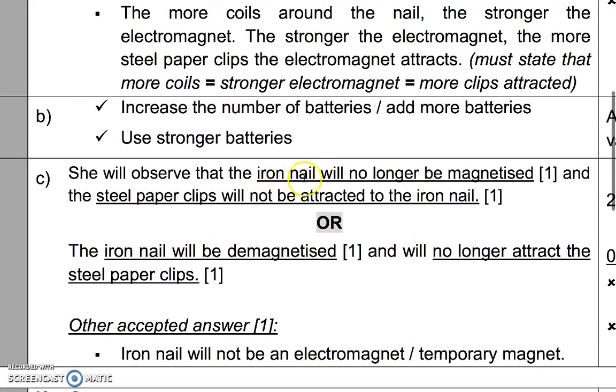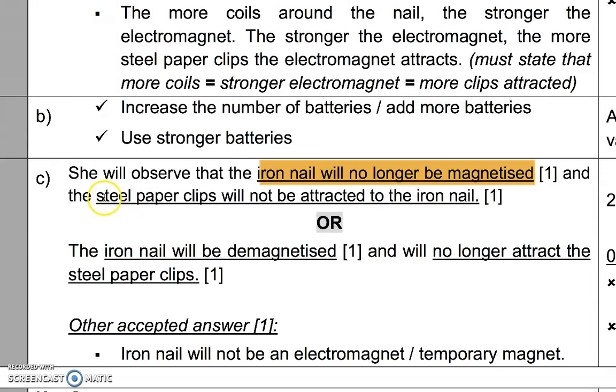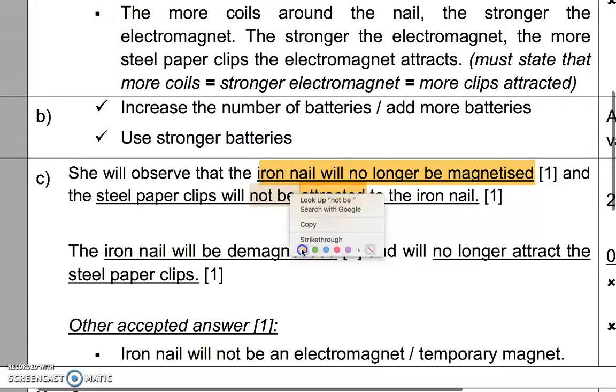So you observe that the iron nail will not be magnetized. Okay, and because of that, your paper clips will not be attracted to the iron nail. Or you can say that the iron nail will become demagnetized if the batteries are removed, and therefore it will no longer attract the steel paper clips.